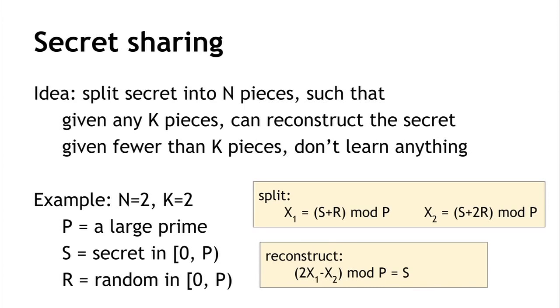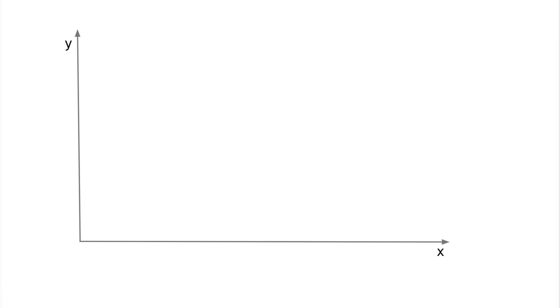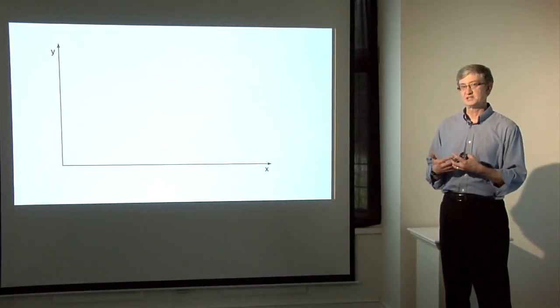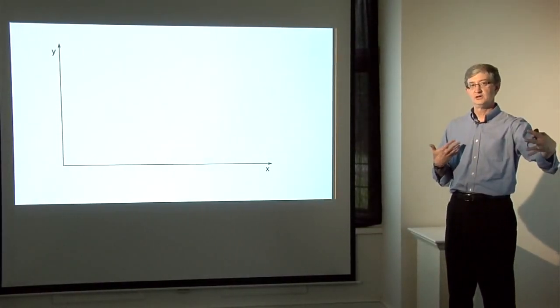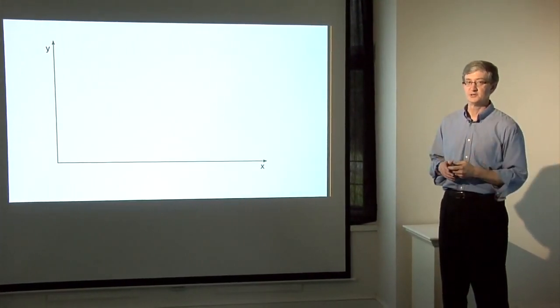Similarly, this share by itself is also equally likely to take on any value between 0 and p minus 1, and therefore doesn't convey any information about s. So that's n equals 2, k equals 2. Given both shares, we can get back the secret. Given one share, we can't. Now in general, we can talk about how to get higher values of n and k. For example, let's talk about how to get higher values of n where k equals 2. That is, we're going to want to require two shares to be put together to reconstruct the secret, but we're going to make more than two shares that are eligible for use in this way.